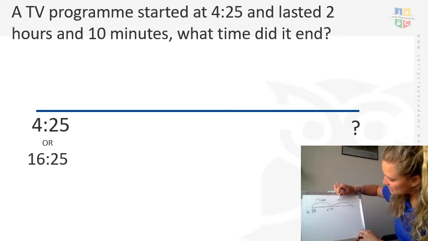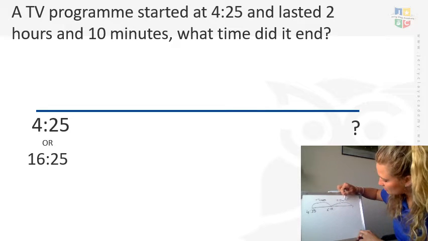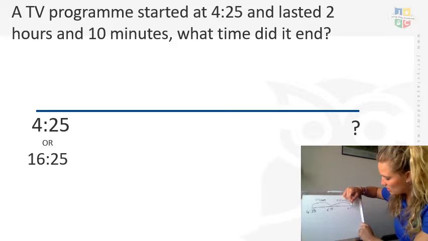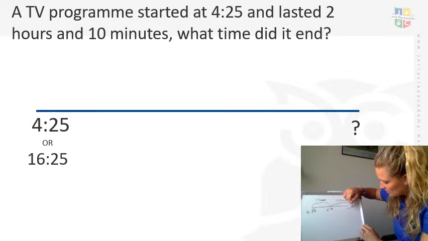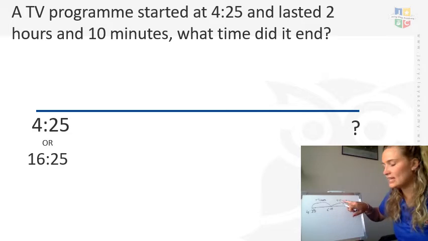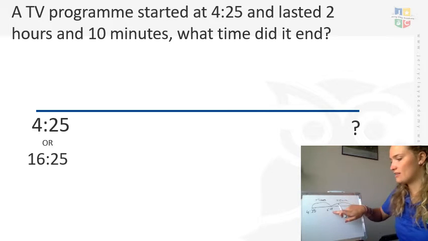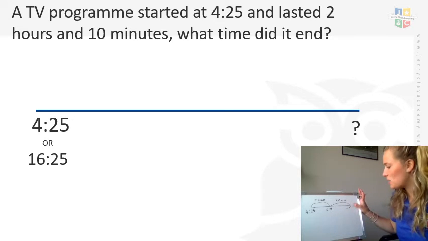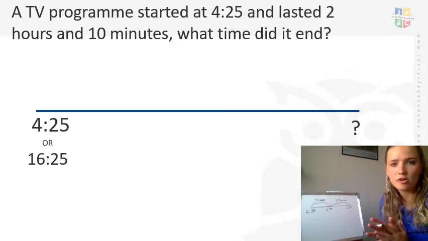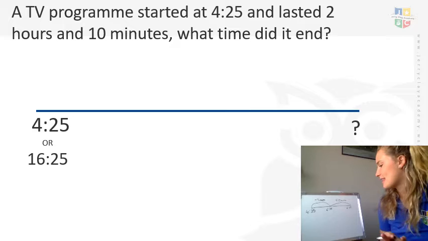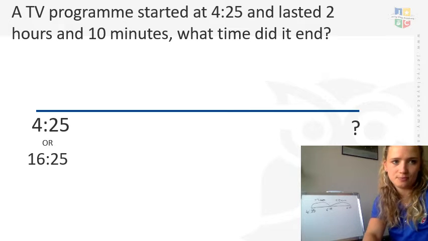So I can add my 10 minutes, which would take me to, my hour would stay the same, 25 add 10 will be 35. Now, if you couldn't do 25 add 10, you could have split the 10 into 2 lots of 5, and added 5 first to take it up to 30, and then added the extra 5 to take it to 35. So I know that the time my film will end will be 35 minutes past 6, or we could say that would be 25 minutes to 7.